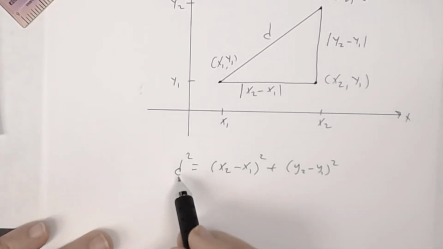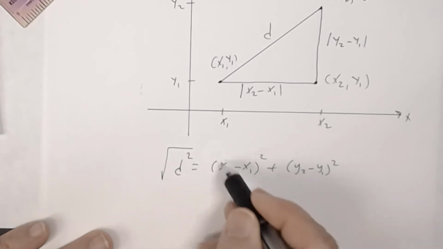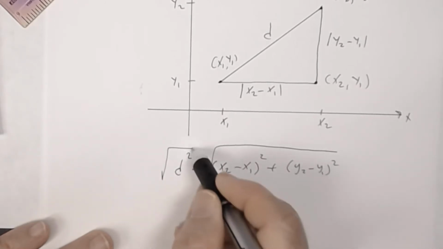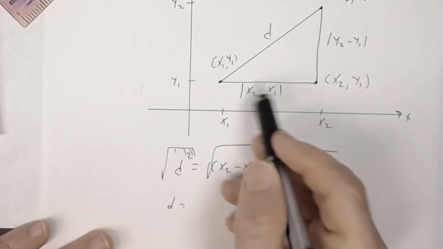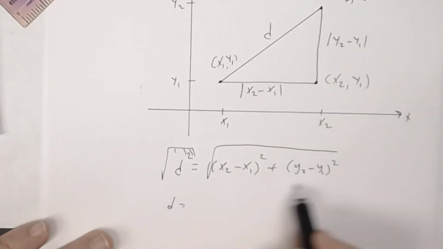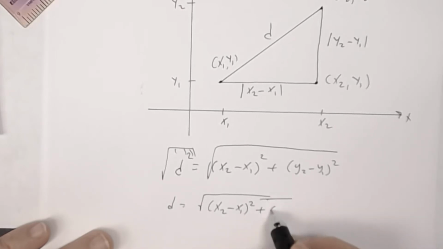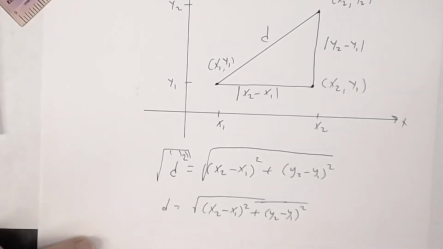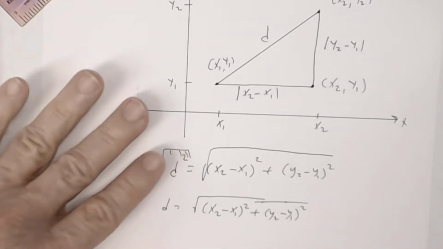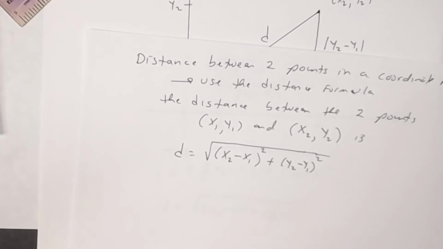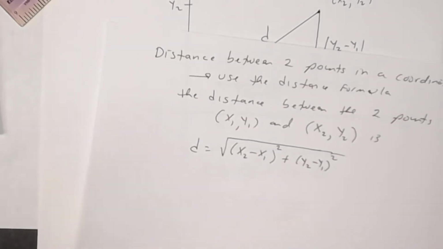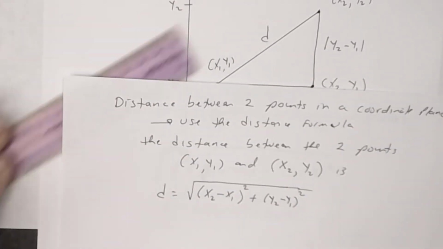And then how do you get d by itself? You take the square root of both sides. And so the distance between these 2 points is this. The square root of x2 minus x1 squared plus y2 minus y1 squared. Okay? And so that is the derivation of the distance formula. Okay? All right, so let's go ahead and do some problems with this.